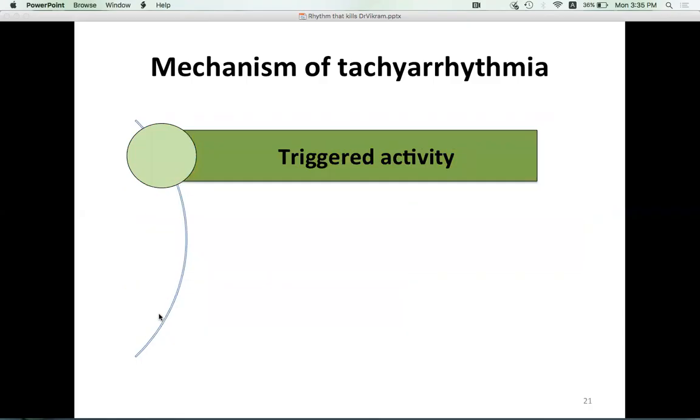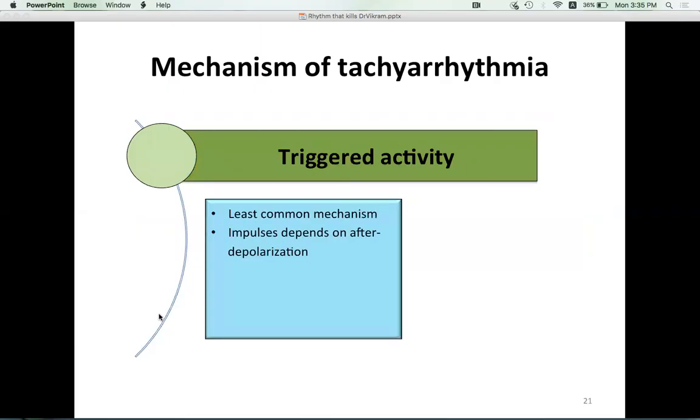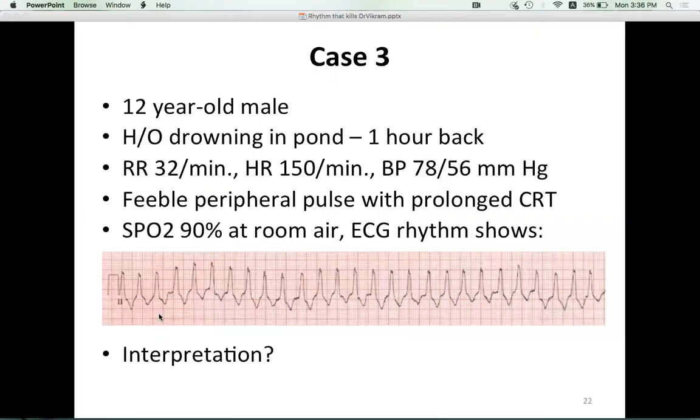The least common mechanism is triggered activity, and it means that the impulse depends on afterdepolarization. So the heart cell contracts twice, although it is activated only once. The typical example of this type of tachyarrhythmia is Torsades de Pointes.